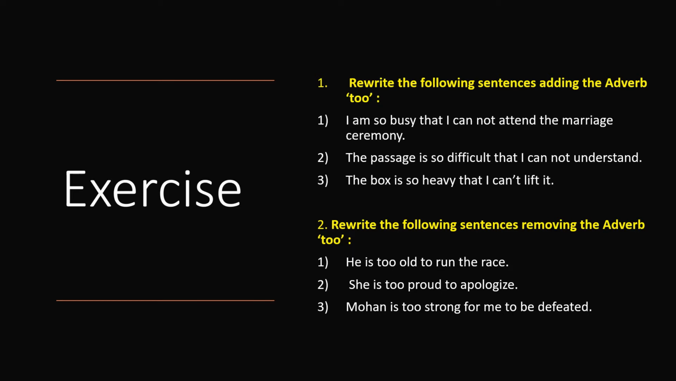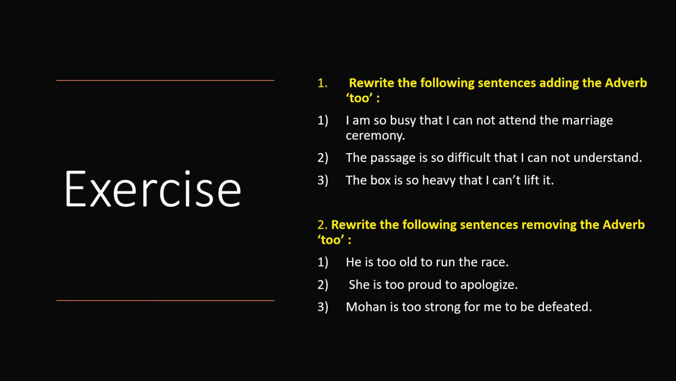Next, the passage is so difficult that I cannot understand. Your answer will be: the passage is too difficult for me to understand. Third, the box is so heavy that I can't lift it. Your answer will be: the box is too heavy for me to lift. One observation you can have here is that whenever there is cannot or can't, that means a negative form is there in the question given, your answer will be in positive.